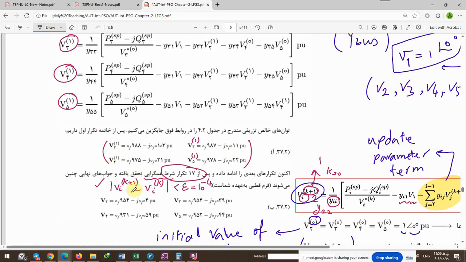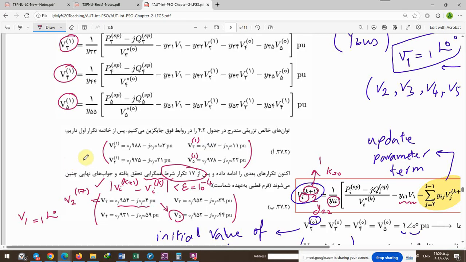And the final amount of voltages, V2 is here to V5. And this V2 is the final, V2 iteration 17. What is V1? V1 is fixed as 1 with 0 degree.